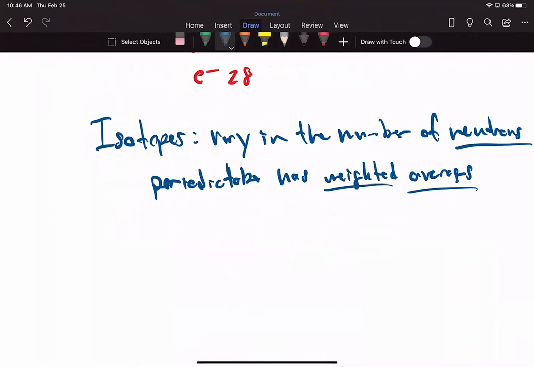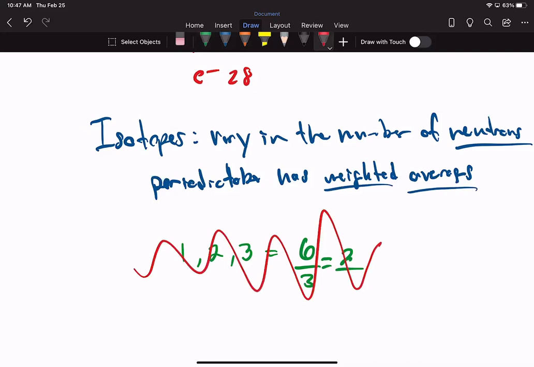So you guys know how to calculate averages. I'm assuming you guys know how to calculate averages. So if I had 1, 2, and 3, how would you calculate the average of that? Add them all, divide by 3. So we get 6, divide by 3. This equals 2, right? Yeah, don't do that. That is not how we calculate a weighted average.